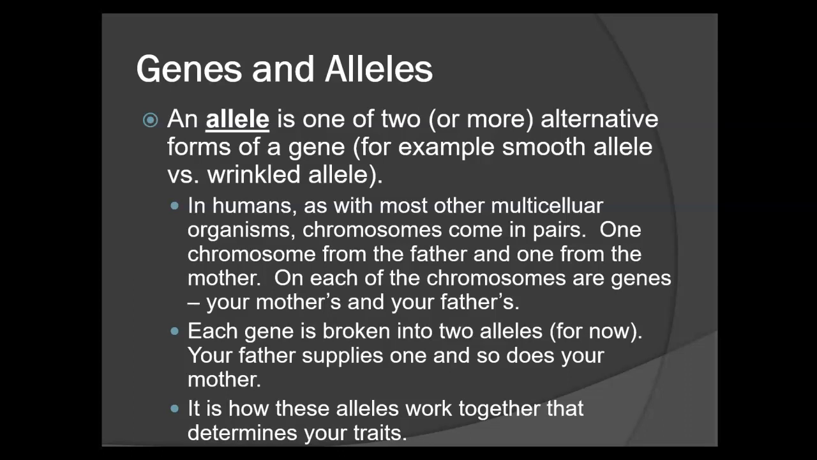They're alternate forms of the gene. That's the way I like to think of it. It's still the same gene, the appearance or feel of the pea itself, but there are two alternate forms. It could come out smooth or it could come out wrinkled.